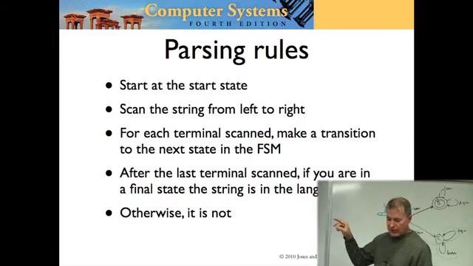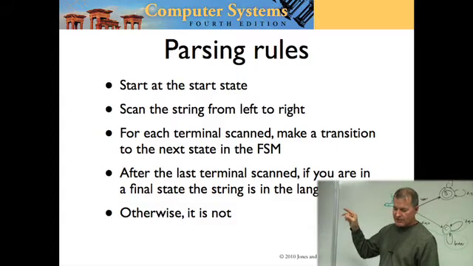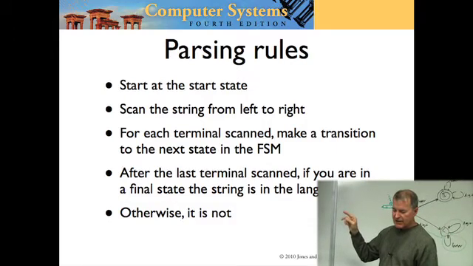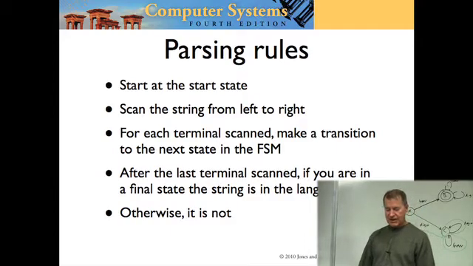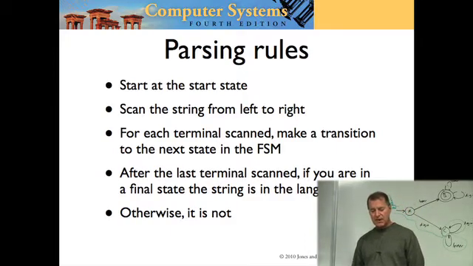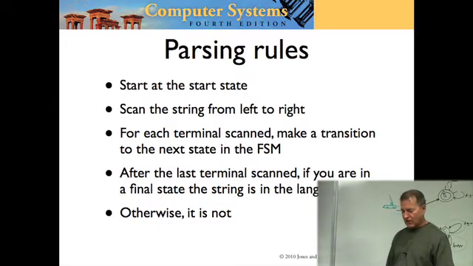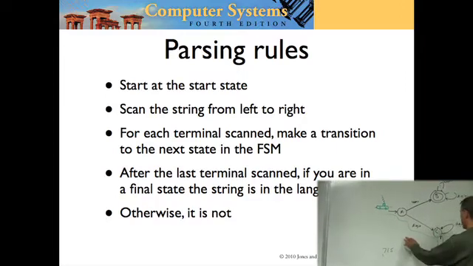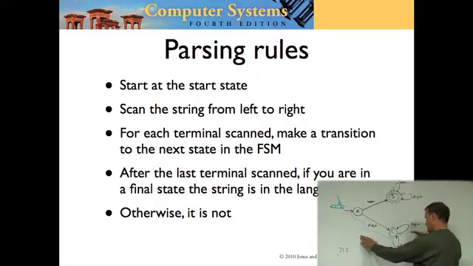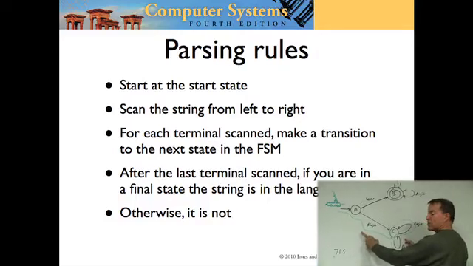Okay, so for each terminal scanned, we make a transition to the next state in the finite state machine. And then after the last terminal is scanned, if you're in a final state, the string is in the language, otherwise it is not. Now, hold that thought for another minute, because this is the way we draw a finite state machine, and this is a really good way to visualize it.